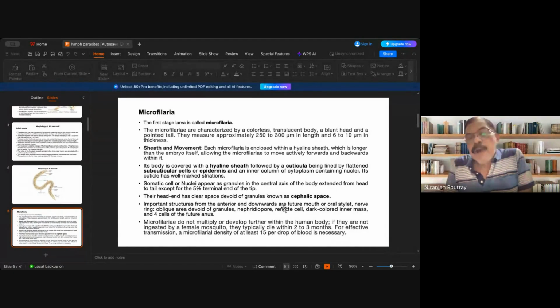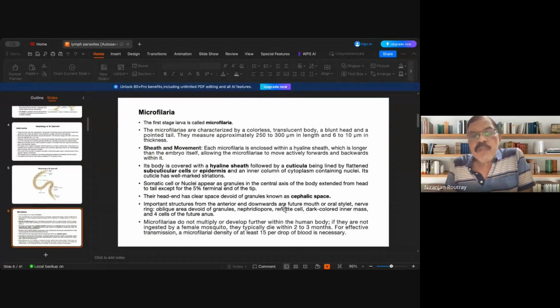Microfilariae do not multiply or develop further within the human body because they have to be taken up by a cold-blooded invertebrate, that is a mosquito. If they are not ingested by the female mosquito, they typically die within 2 to 3 months within the host body. So their fate lies on whether they are taken up by the female mosquito or not.